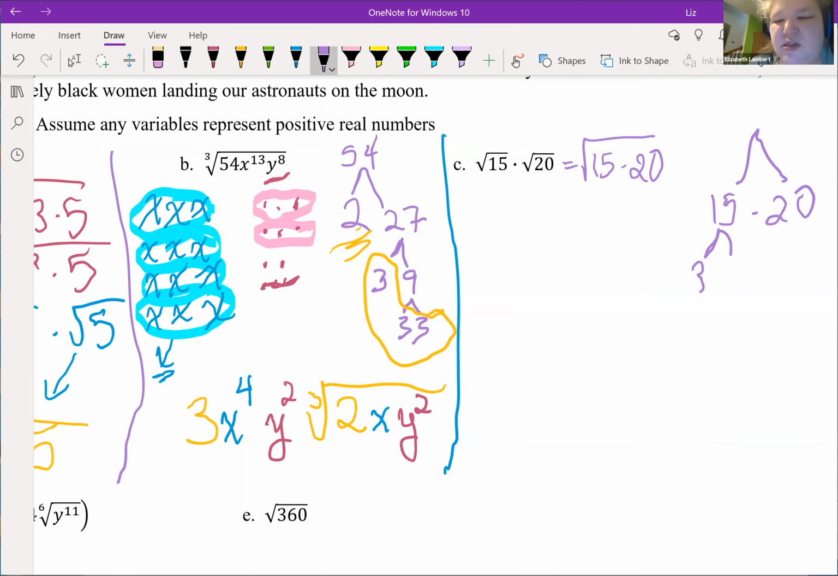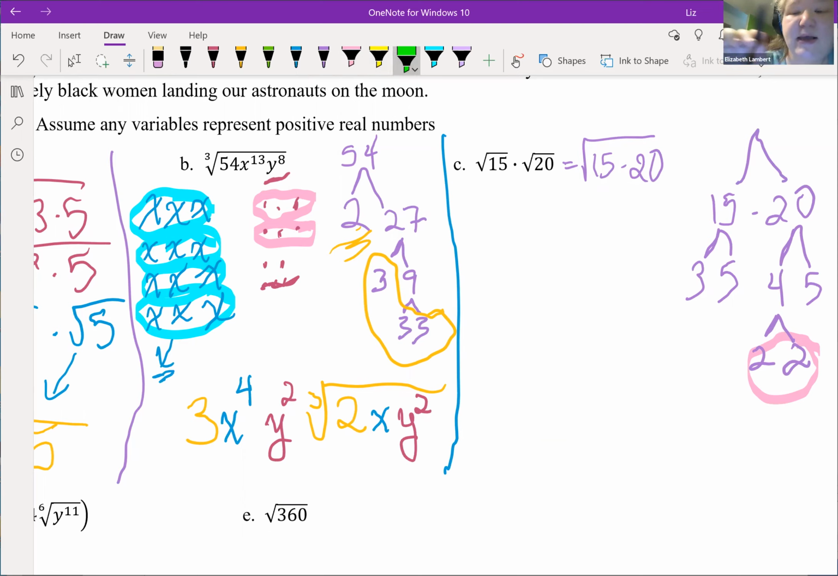So 15 is 3 and 5. 20 is 4 and 5. And that 4 is indeed a pair of 2s. So check it out. I have a pair of 2s and a pair of 5s. Now this 4 is not a terminal number, so it is not a leftover. It got split into two 2s, and now the 4 is not part of our end result. So the only leftover is the 3.